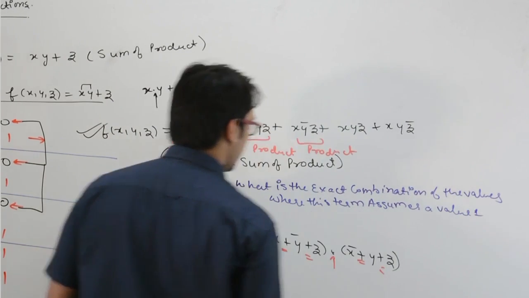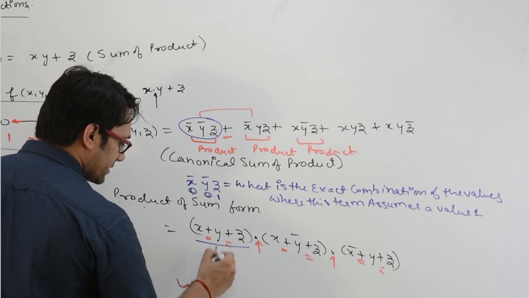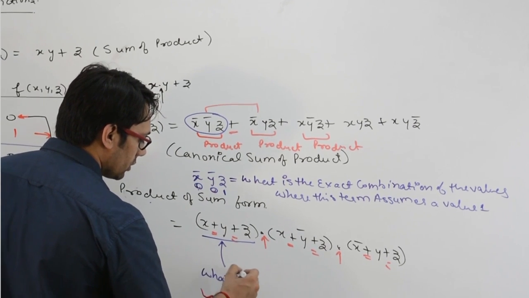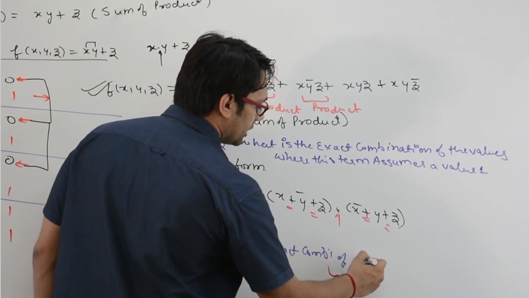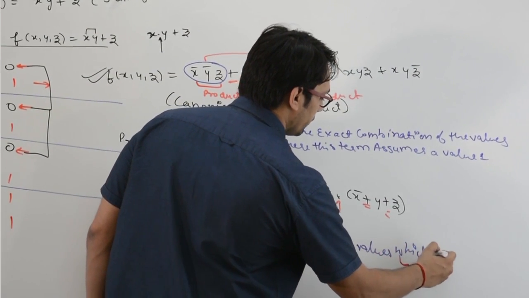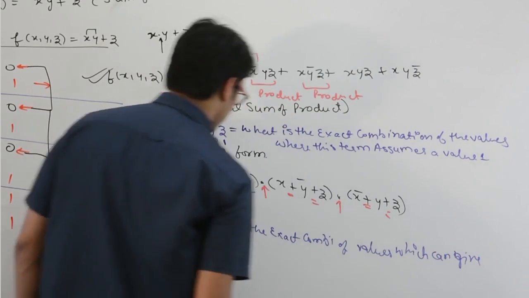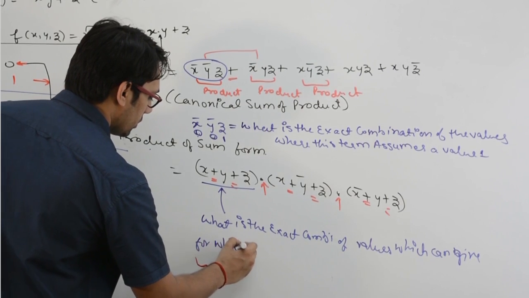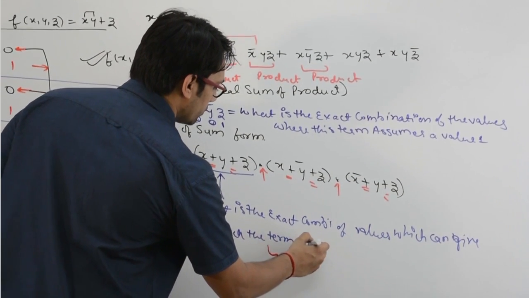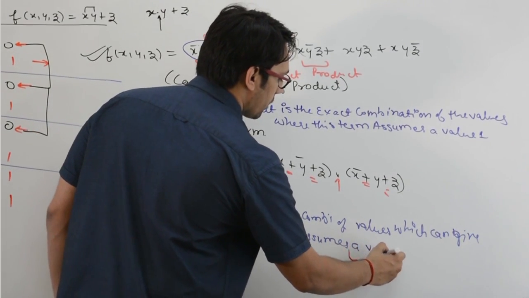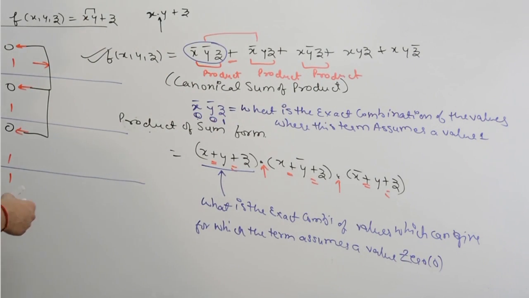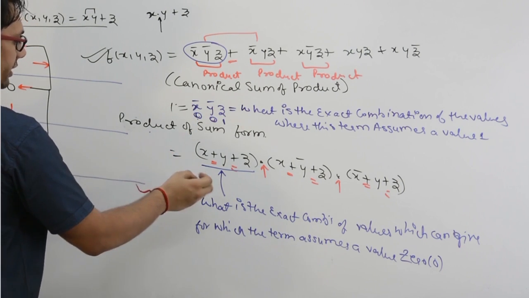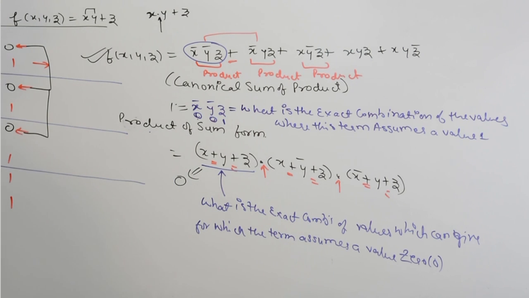And in case of product of sum form, we have to tell the exact combination of values which we can give for which the term assumes a value 0. Here we are trying to find out for which the term assumes a value 1, and here we are trying to find out for which the term assumes a value exactly 0.